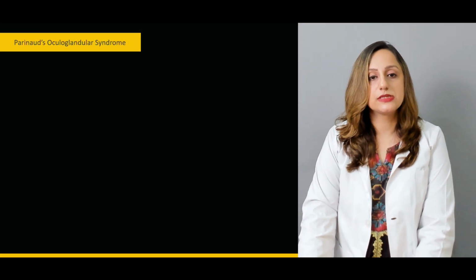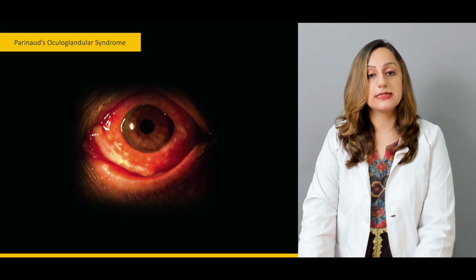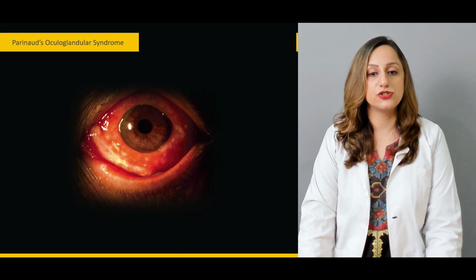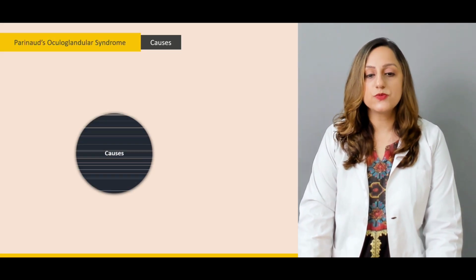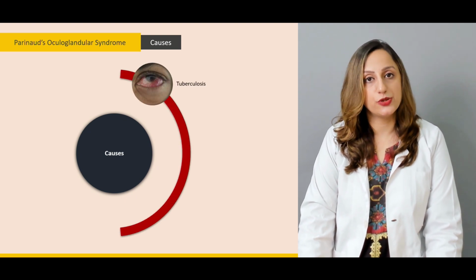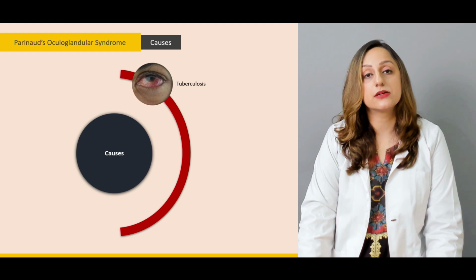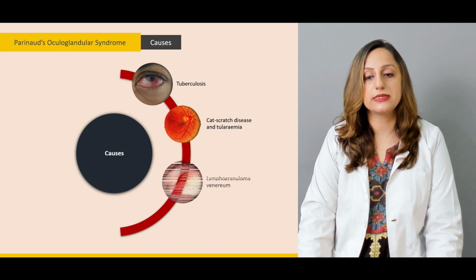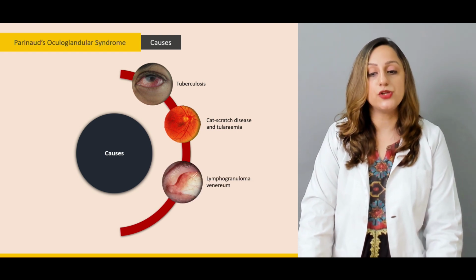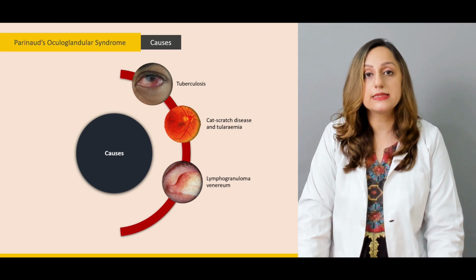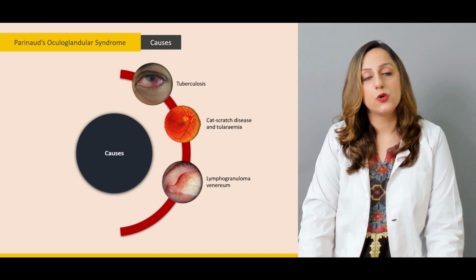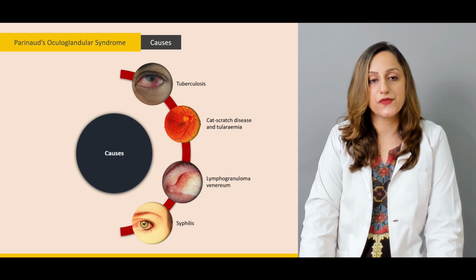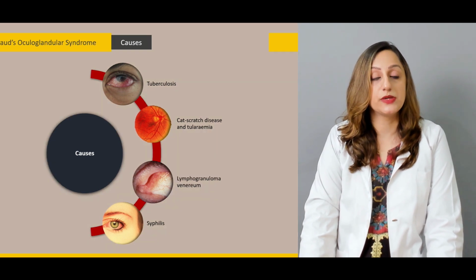Then we have Parinaud's oculoglandular syndrome. It's a syndromic condition involving a viral kind of conjunctivitis. The causes include tuberculosis, again a chronic condition. Cat scratch disease or tularemia are also responsible. Then we have lymphogranuloma venereum, in which the lymphatic system is infected along with the primary infection of the eye. And then we have syphilis as one of the causes of Parinaud's oculoglandular syndrome, in which the glands are also involved.